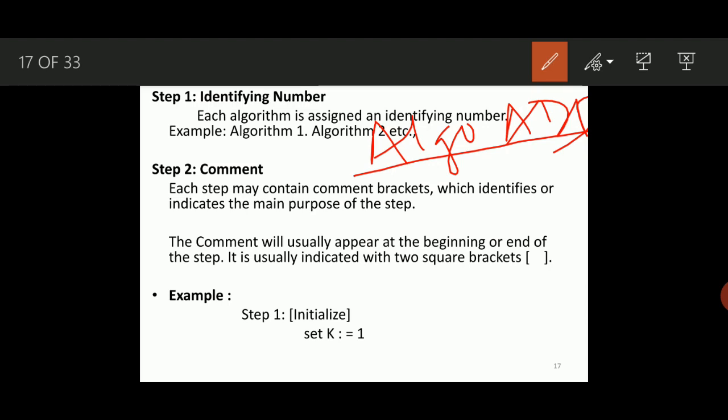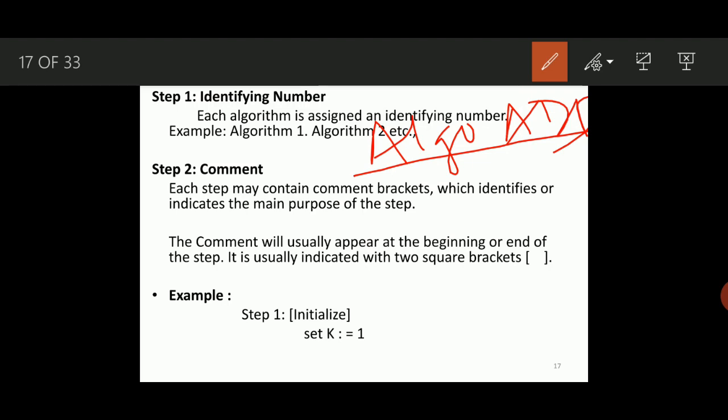This is identify your numbers. That means we have to write it. Okay, and then after writing this step, we will write the second step, that is called the comment line. That means it is important for understanding what you write here. Okay, this is the comment line.